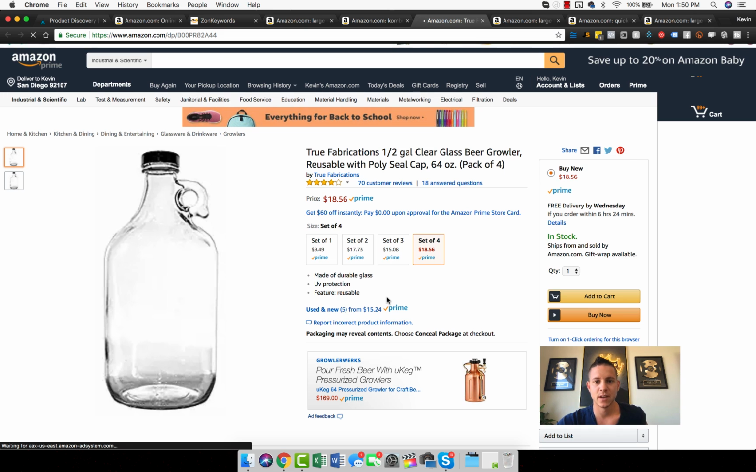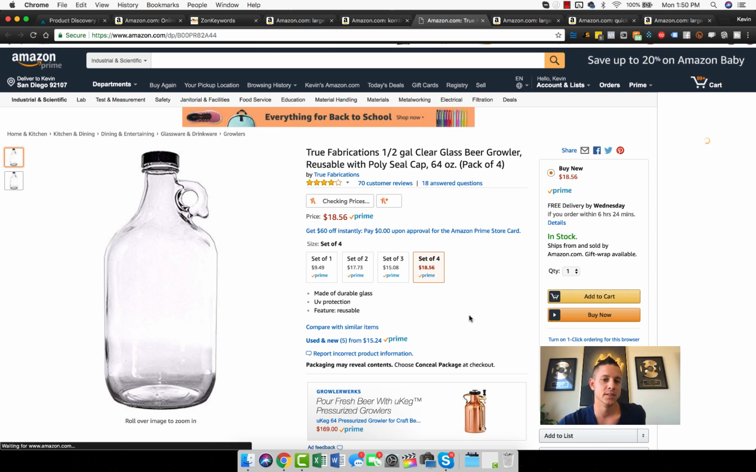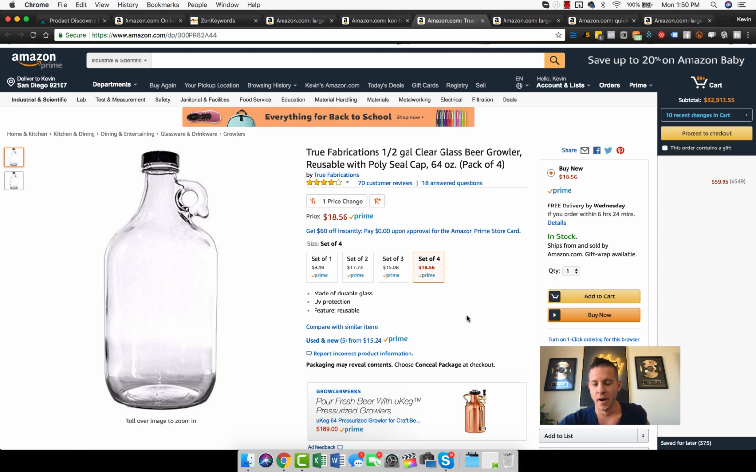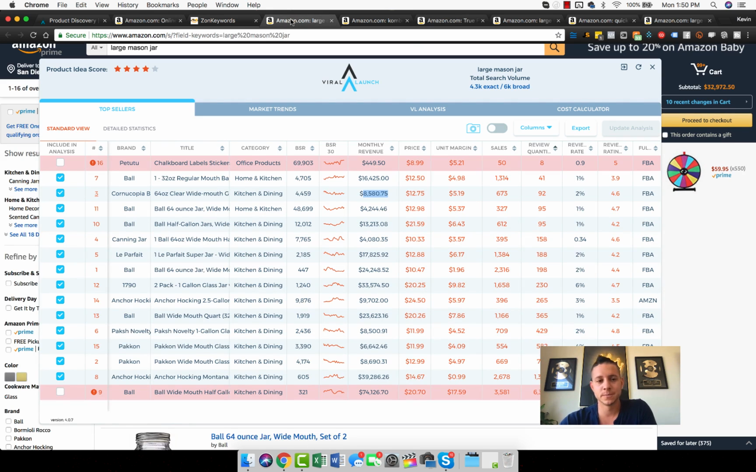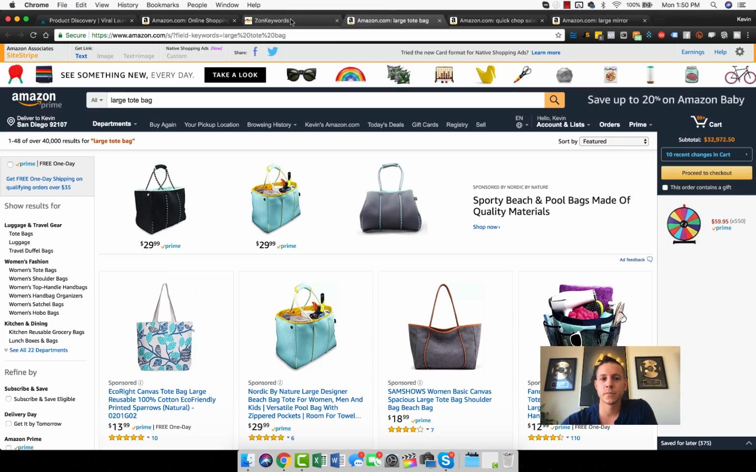True Fabrications, half-gallon clear glass beer growler, reusable for polyseal cap, pack of 4. Right, so they're selling 4 glass bottles for $18.56. All right. To be honest, I would not probably pursue this one, because it's just too competitive with not enough gain, in my opinion.